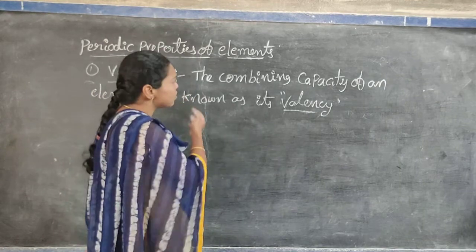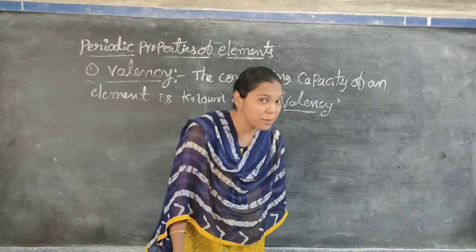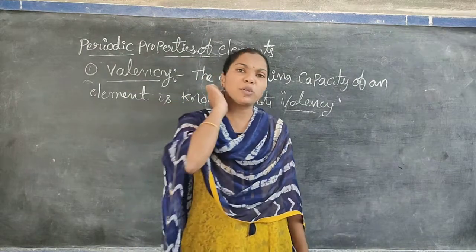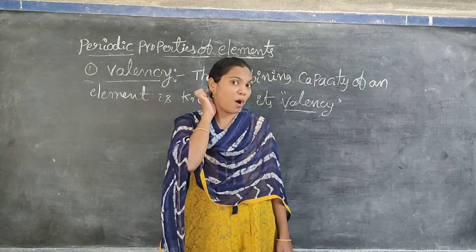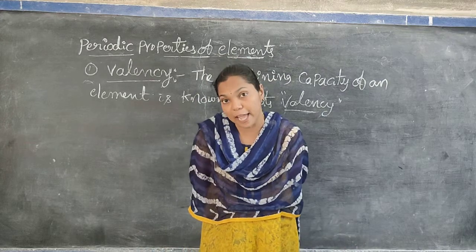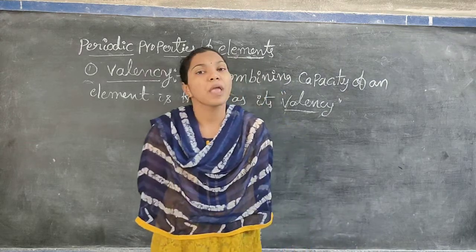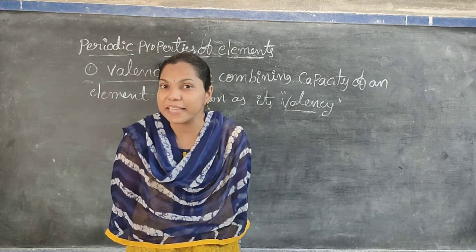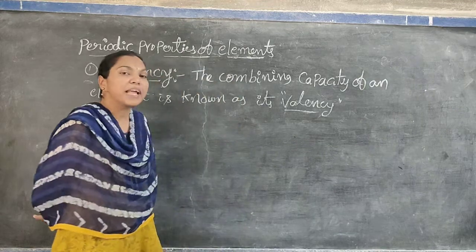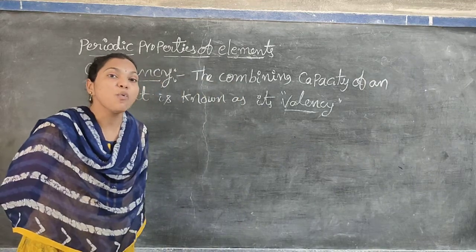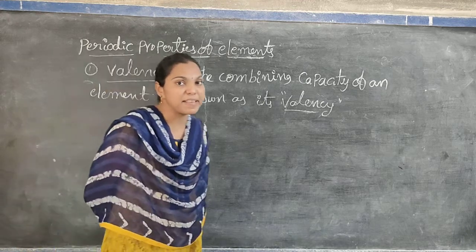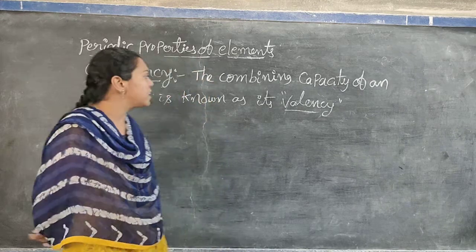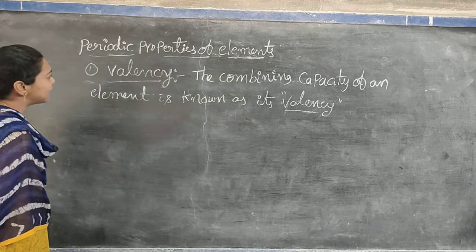We can also write: valency is the combining capacity of a particular element with respect to hydrogen. I already told you hydrogen is the building material, or building block, of all other elements in the modern periodic table. That's why we can say the combining capacity of a particular element with respect to hydrogen is known as its valency. That is the valency definition.